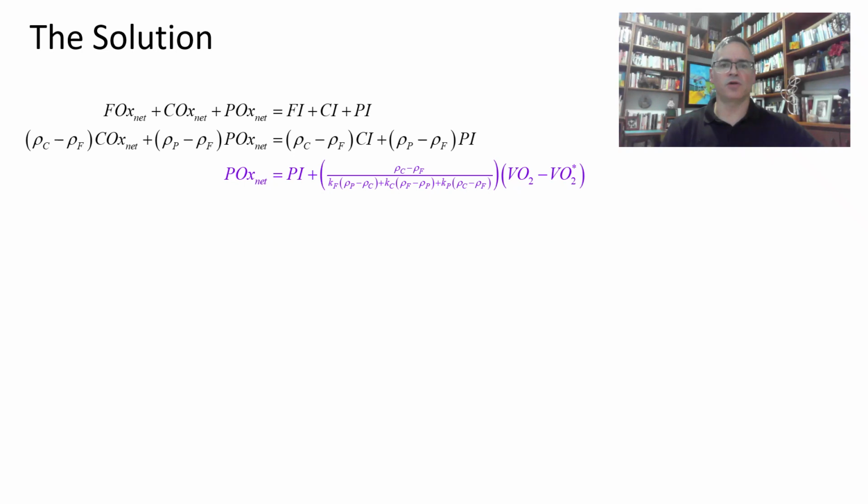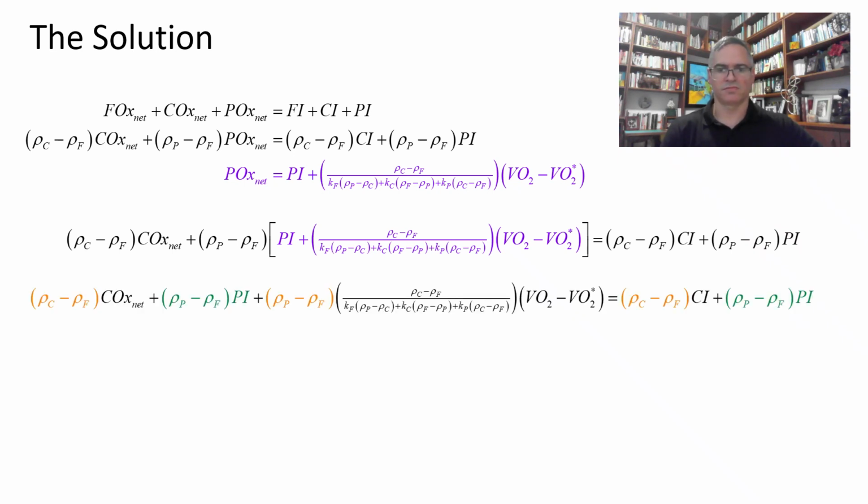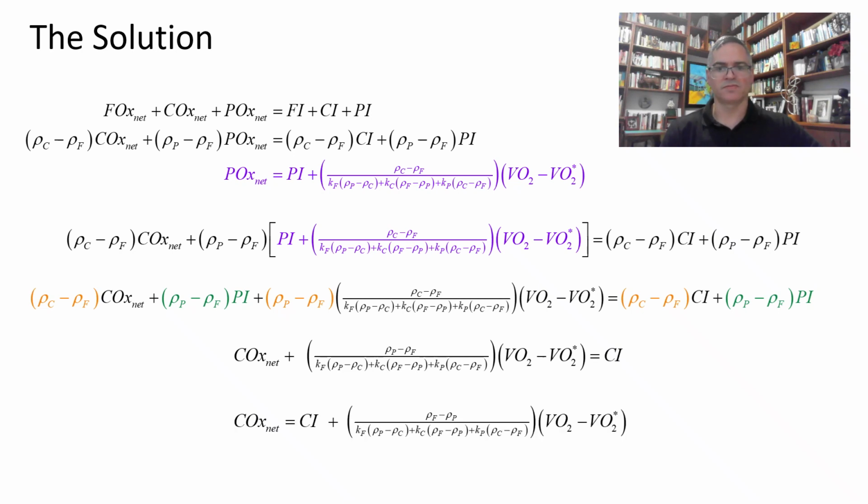Substitution of the bottom equation into the second equation produces. Expanding the second term of the left-hand side produces. Here, the terms in orange and green cancel out, obtaining. Solving for the net carbohydrate oxidation gives.